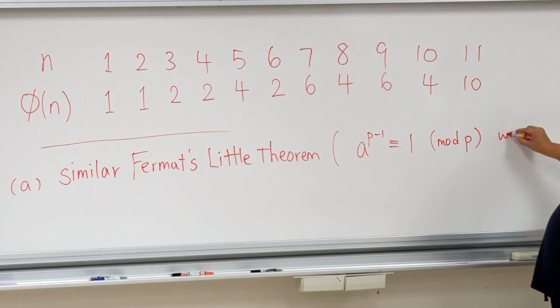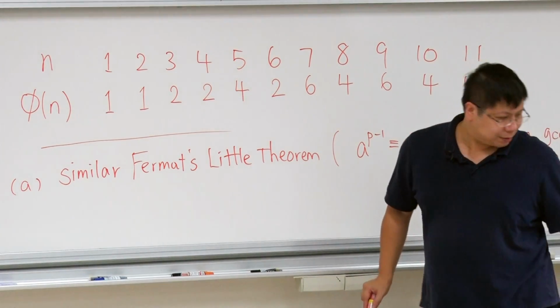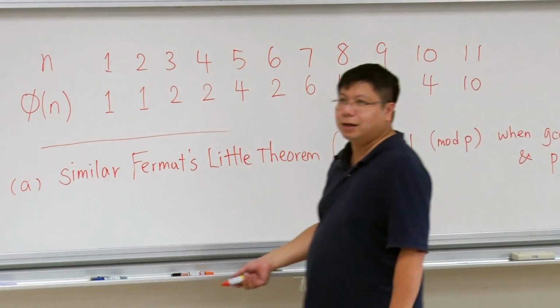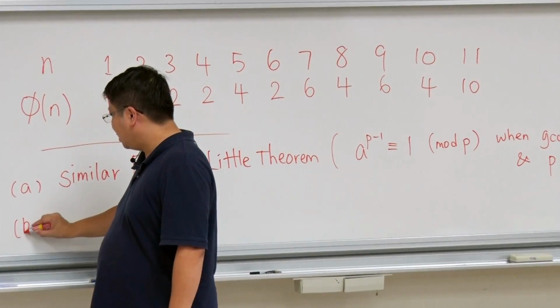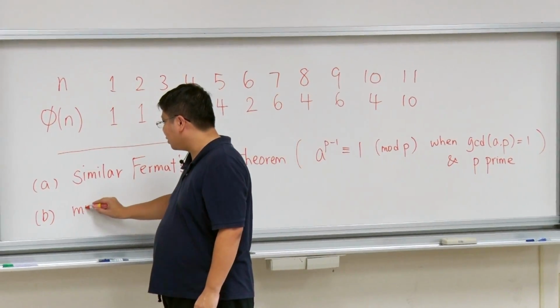right? When the GCD of a and p is equal to 1, and so when we write p, we usually imply that p is a prime. So we are going to look at this one. And then there is another property. This Euler-Phi function is a multiplicative function.